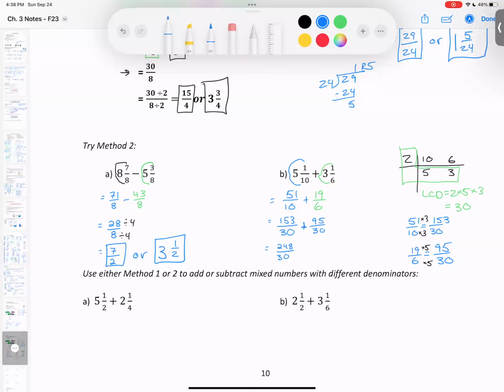Okay, and I know I can divide both of those by 2, so let's start by doing that and then see if we can reduce any further. So 248 divided by 2 gives me 124. And 30 divided by 2 gives me 15. And actually, I will not have any common factors here, so that's my final answer. Or we could convert it to a mixed number if we like. If you convert it to a mixed number, you'll end up with 8 and 4/15.